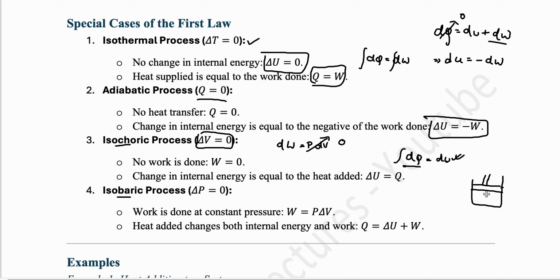So you might keep on giving heat to the system, the gas will keep on expanding, but the piston is not moving. That means work done is 0, but the gas is expanding. Okay, so that means there is change in internal energy because you are giving heat. So that is one more idea.